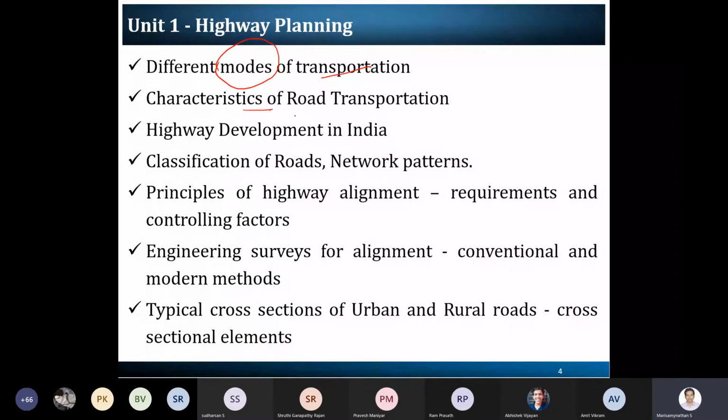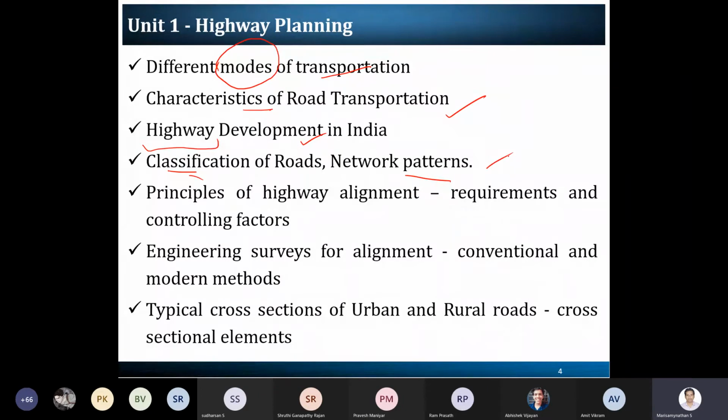Second, the different characteristics of road transportation. Then the developments that happened: before freedom, in the initial days, how it happened, how the growth happened, and currently where we are with respect to technology. That highway development we are going to see in the first unit. Then we have the classifications. You might know the national highway, state highway, village roads and all. How it is classified, what are the criteria? Those classifications of roads, along with different kinds of network patterns, we are going to cover in the fourth component.